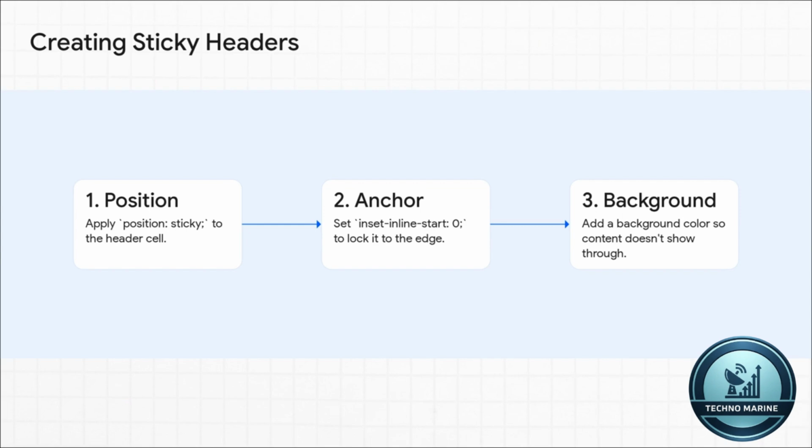But wait, when we scroll sideways, we lose track of the row headers, right? It's hard to know what the data even means anymore. We can fix that with sticky positioning. It's a three-step process. First, we tell that first header cell in each row to have position: sticky. Second, we anchor it to the left edge so it stays put. And third, and this is important, we give it a solid background color so that as we scroll, the other cells slide neatly underneath it instead of over it.